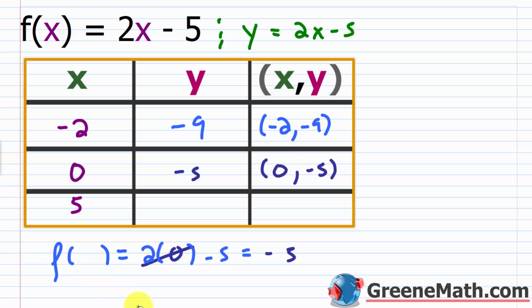And the last one I want to check is an x value of 5. So I want f of 5. So let's see what that gives me. So 2 times 5 is 10. 10 minus 5 is 5.